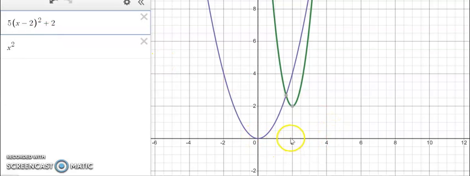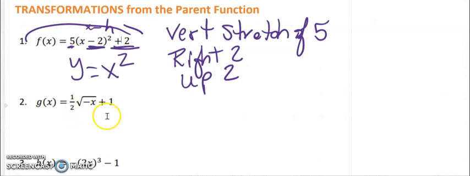We were at 0, we went right 2. And then we went up 2. We were at 0 and we went up 2. So, if you graph the parent function into Desmos and you graph the function you're given, you should be able to tell the change. Let's try this next one.